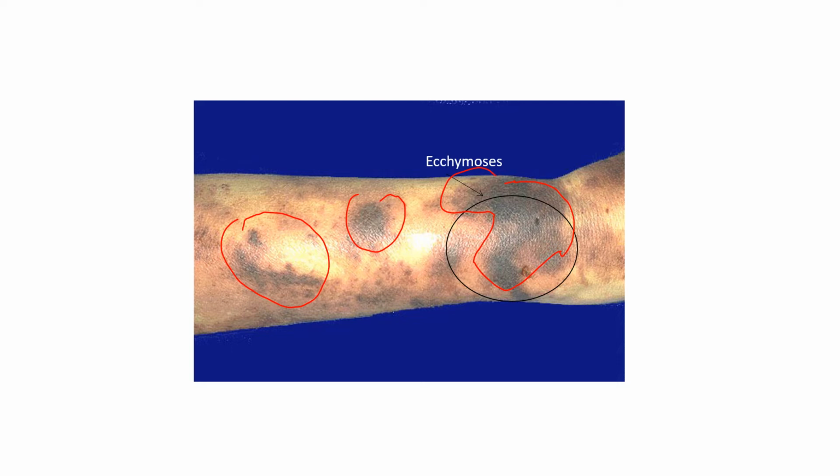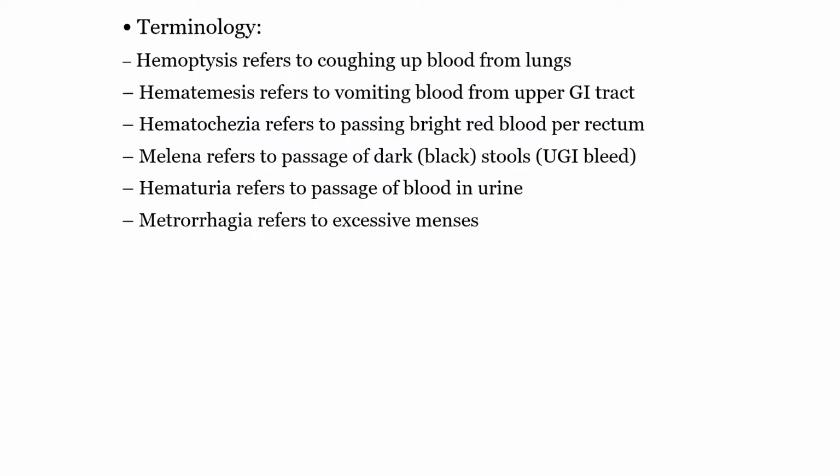So ecchymosis is a sign of bleeding. It could be due to trauma, for example. It could be due to bleeding disorder. But this is what this is: accumulation of blood in the subcutaneous tissue beneath the skin. So all of these are signs of hemorrhage. Okay. We go back to terminology.